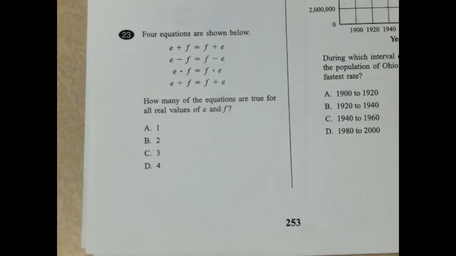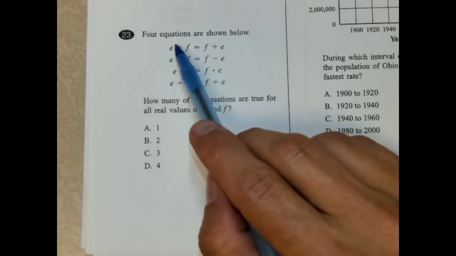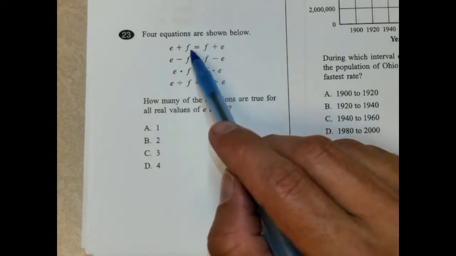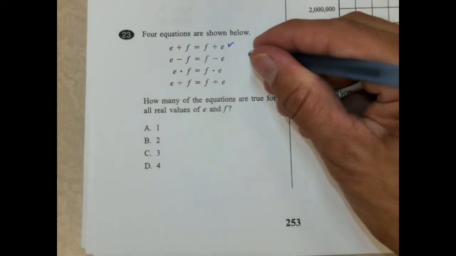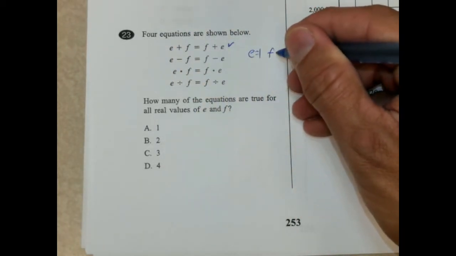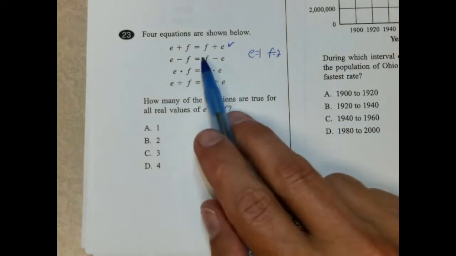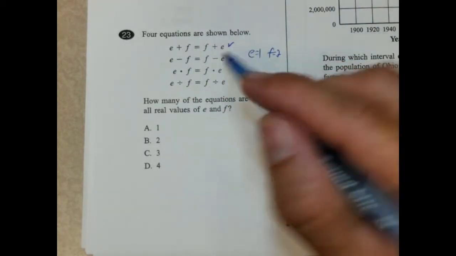Okay, the commutative properties, when you change the order of something. So, is E plus F equal to F plus E? Yes, because addition is commutative. And if you weren't sure, you could plug some numbers in. Like, let's say E is equal to 1, and F is equal to 2. Well, guess what? We could try that. 1 plus 2 is equal to 2 plus 1, right?